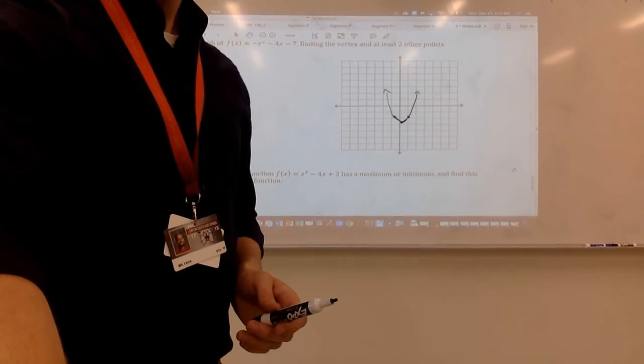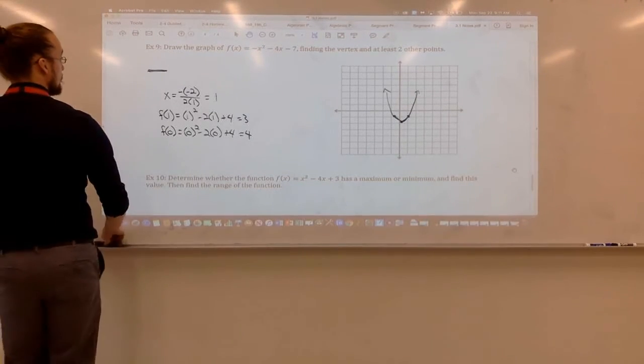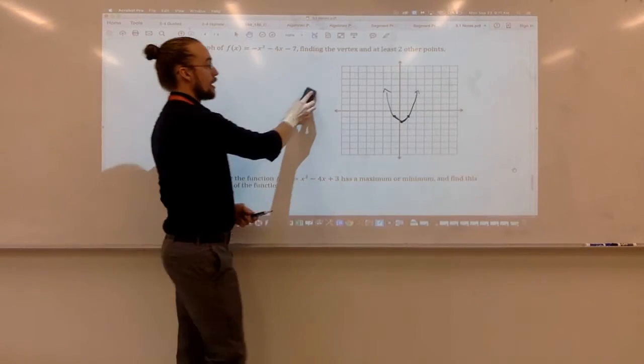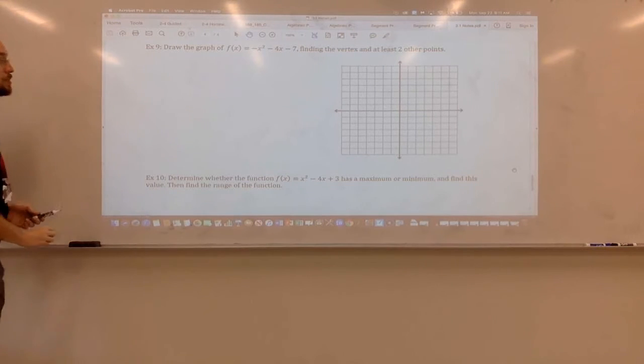Right, so let's try one. We've got negative x squared minus 4x minus 7. Okay, find me the vertex and find me 2 other points and sketch the graph.